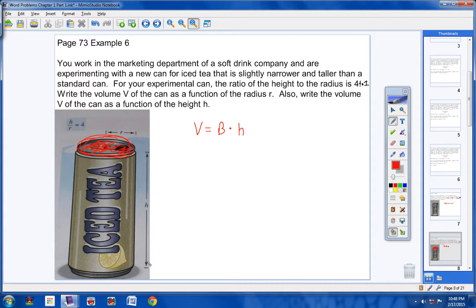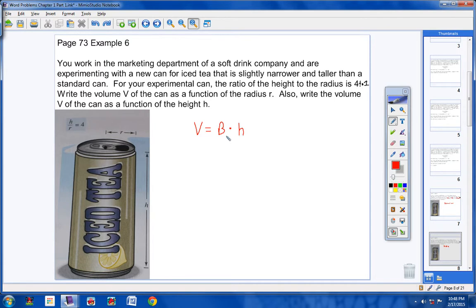Okay? Let's go over that again. To find the volume of a cylinder, capital B means area of base. So we're going to find the area of the base, which is a circle. Find the area of a circle, and then multiply it times the height. So the first thing you do is start off with the formula that you're familiar with, okay? Which is the volume formula.